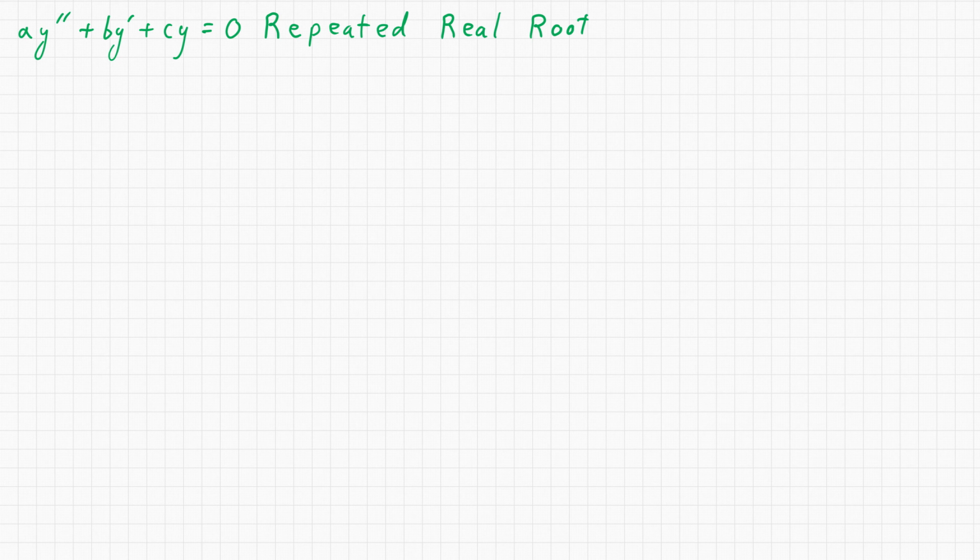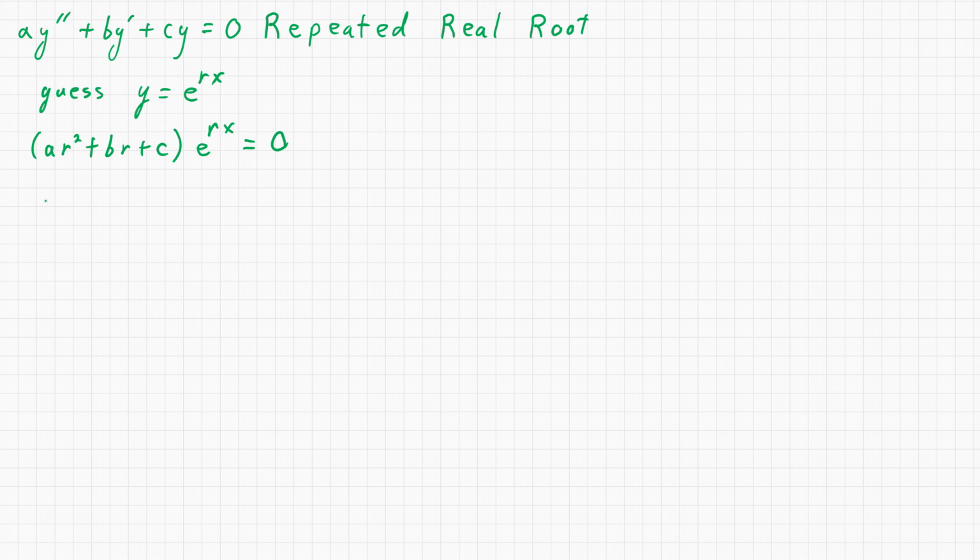The previous page covered distinct real roots, but another thing that can happen is you actually get a repeated real root when you solve the characteristic polynomial. To outline that, we do our regular guess, where we guess y is equal to e to the rx. We get our characteristic polynomial, so we end up with (ar squared plus br plus c) e to the rx equals 0.